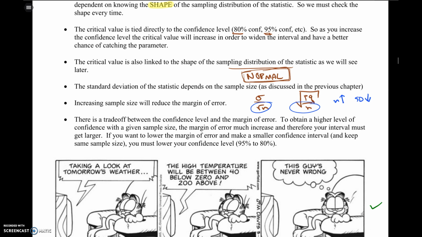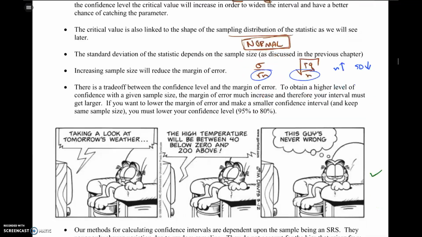There's a trade-off between confidence level and margin of error. To obtain a higher confidence level with a given sample size, the margin of error must increase, and therefore your interval must get larger. If you want to lower the margin of error and make a smaller confidence interval and keep the same sample size, you must lower your confidence level. Whatever, throw that out, that's not that important.